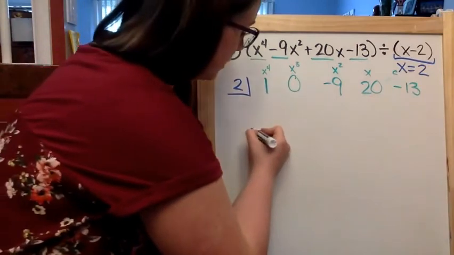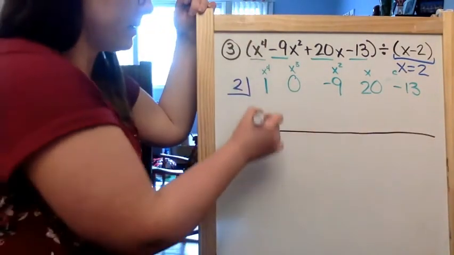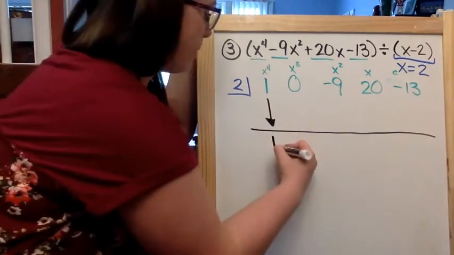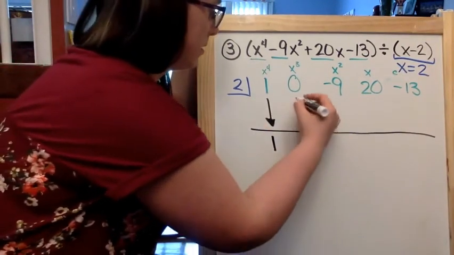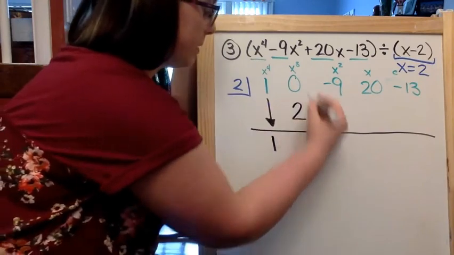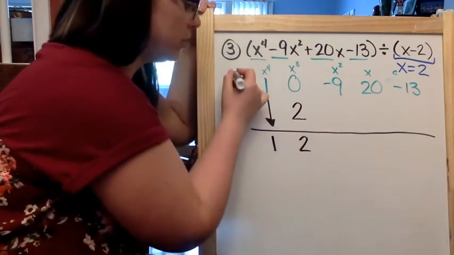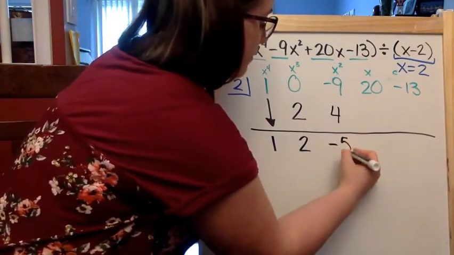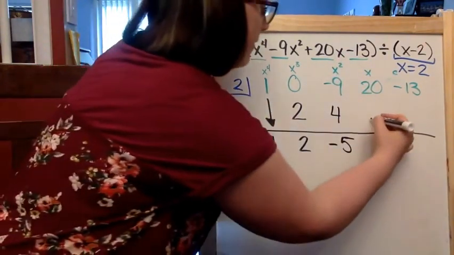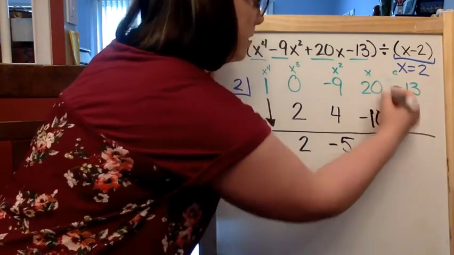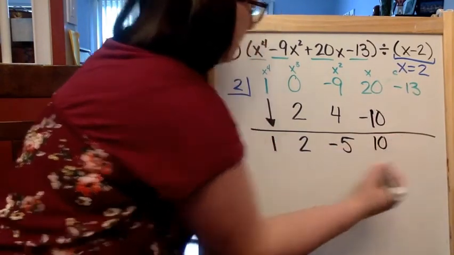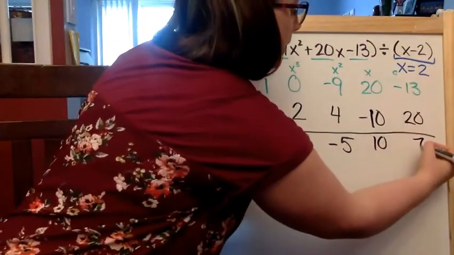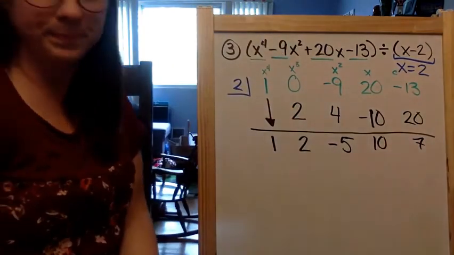So here, drawing my line, same steps as before. Bring down the 1, multiply. 2 times 1 gives me 2, add, gives me 2. 2 times 2 gives me 4, add, -5. 2 times -5 gives me -10, add 10. 2 times 10 gives me 20, add 7.